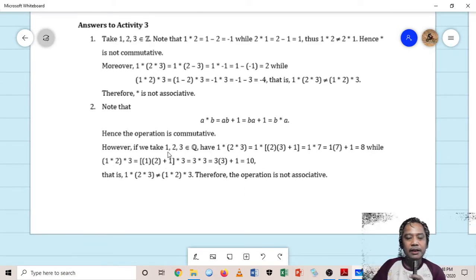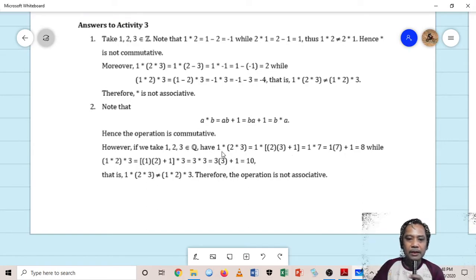So, we take the elements 1, 2, and 3 of the set of rational numbers. Note that if we would first consider 2 operation 3, this will be 2 times 3 plus 1.